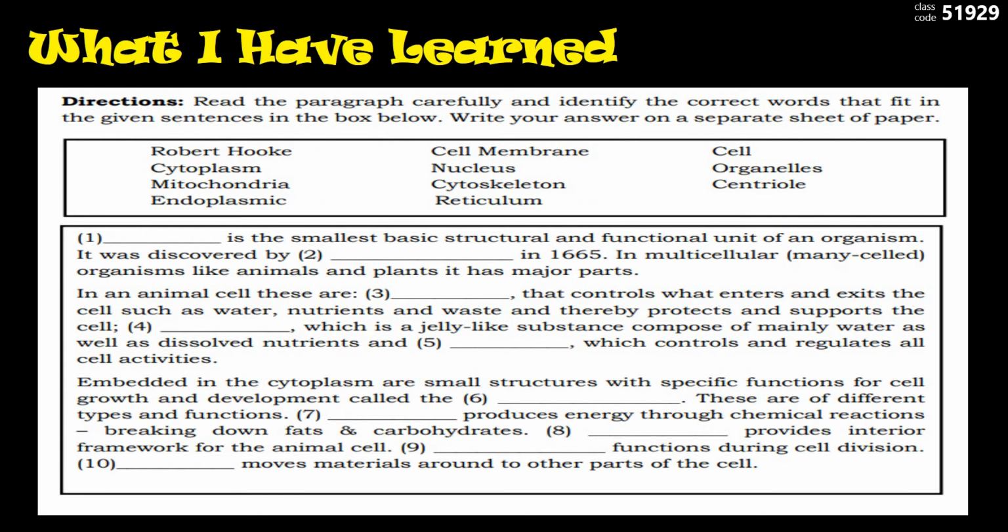So what I have learned. So you are given here directions. Read the paragraph carefully. Identify the correct words that fit in the given sentences in the box below. Write your answer in a separate sheet of paper. You are given rough, cytoplasm, mitochondria, endoplasmic, cell membrane, nucleus, cytoskeleton, reticulum, cell organelles, central. Okay, so you're given time to answer. Go.